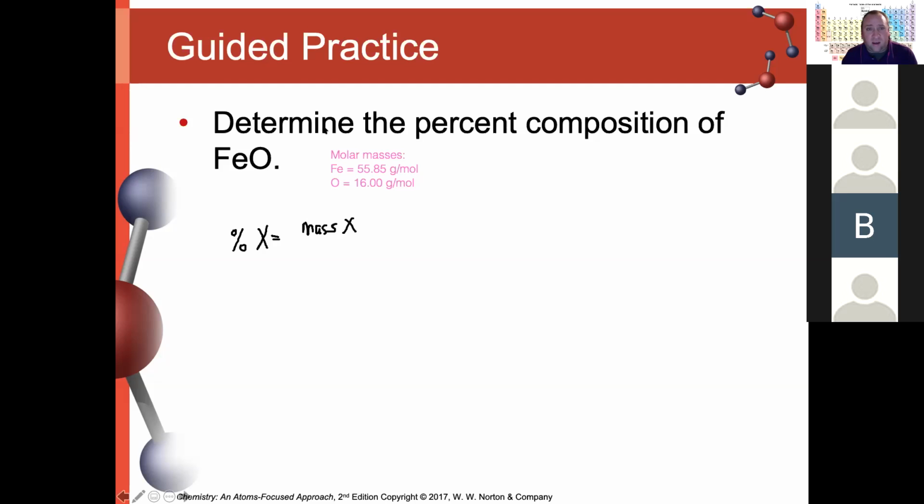So again, coming back to what we were looking at originally here, our formula for calculating percent composition: the percent of X is going to be equal to the mass of X, whatever that element is, divided by the total mass of the compound, and then multiplied by 100%.